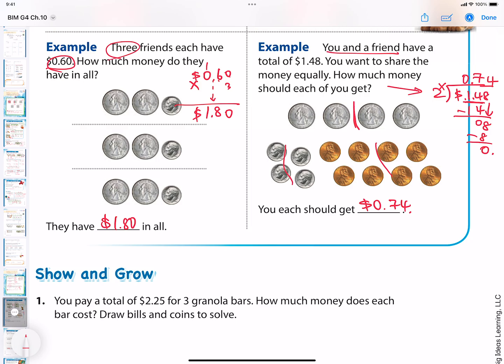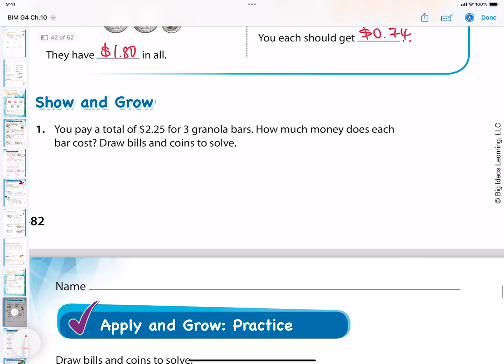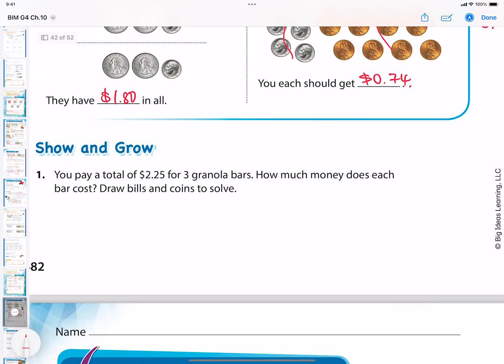Let's go ahead here. Show and grow. You pay a total of $2.25 for 3 granola bars. How much money does each bar cost? Draw bills and coins to solve. Okay, so you pay this total. This is what I just said. There is no modeling, okay? So you need to figure it out.